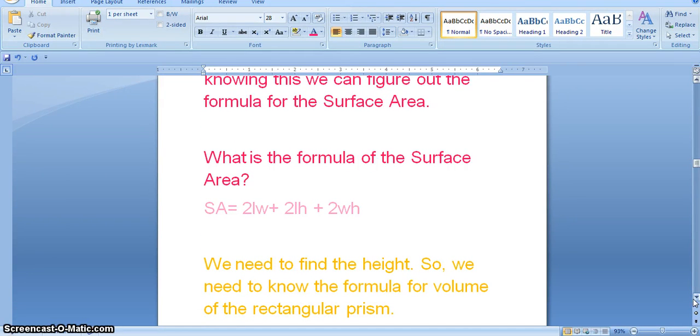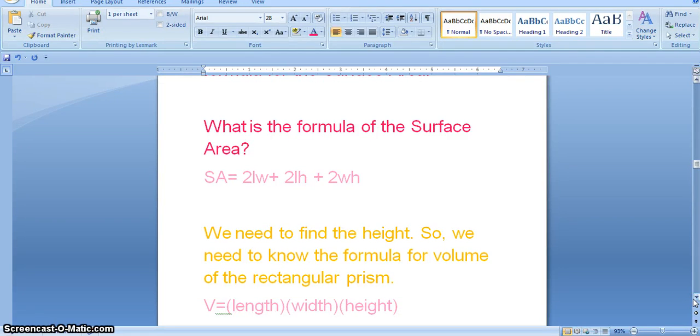We need to find the height because it's not given. So we need to know the formula for the volume of the rectangular prism so we can find the height, so we can find the surface area. So the formula for the volume of a rectangular prism is V equals length times width times height.